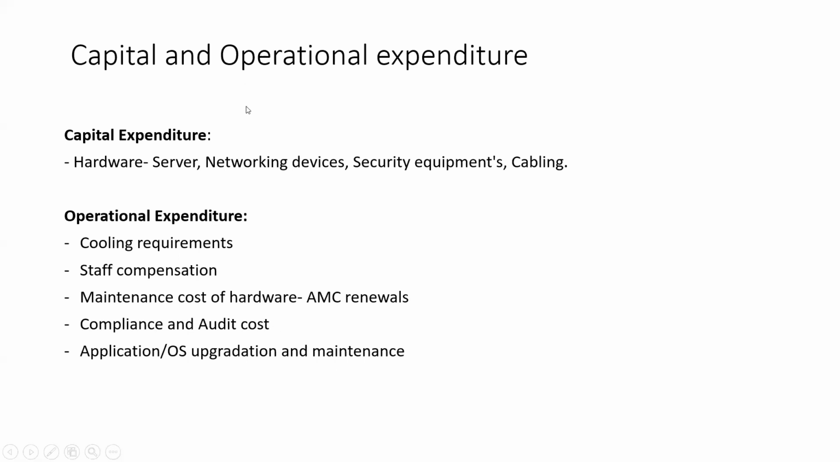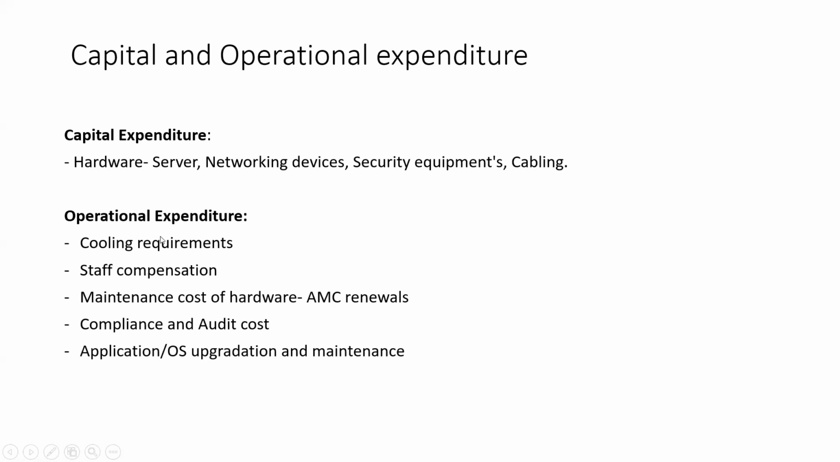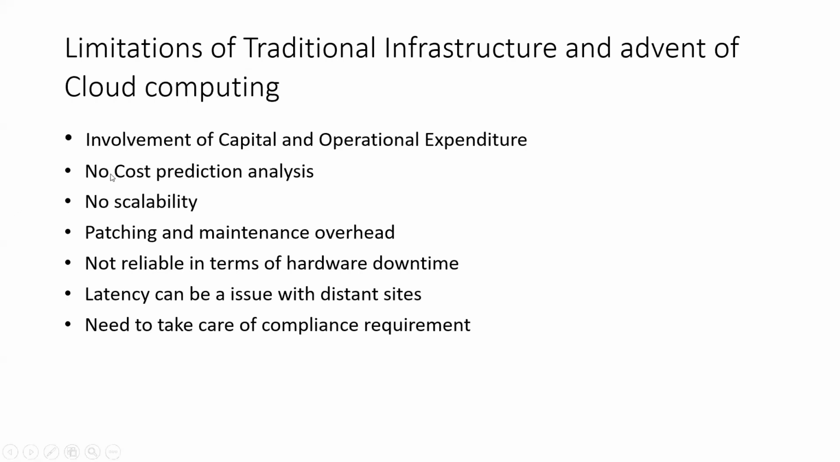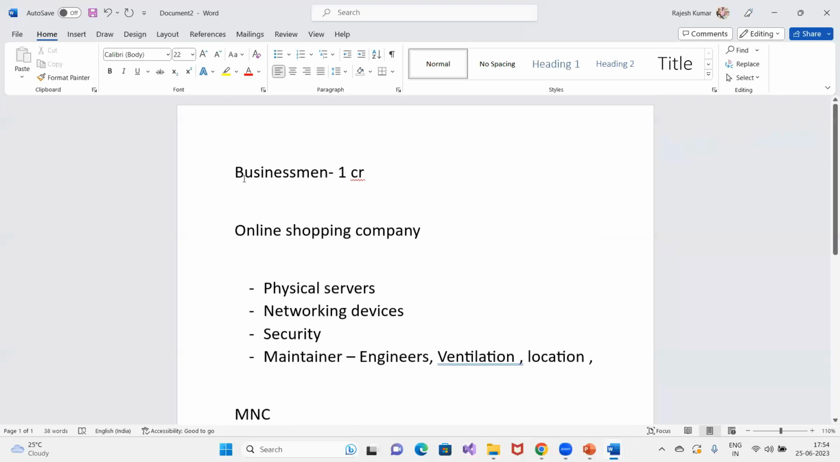So when we talk about traditional infrastructure, which is not on cloud, there is a huge cost involved. There was the involvement of capital expenditure. There was the involvement of operational expenditure. So what is CapEx and OpEx? These are the CapEx and OpEx. So money is involved. Then we cannot predict the cost analysis. What is this point all about? Suppose you are running a business. Let's take an example of a businessman who wants to start an online shopping company, and he has started this organization.